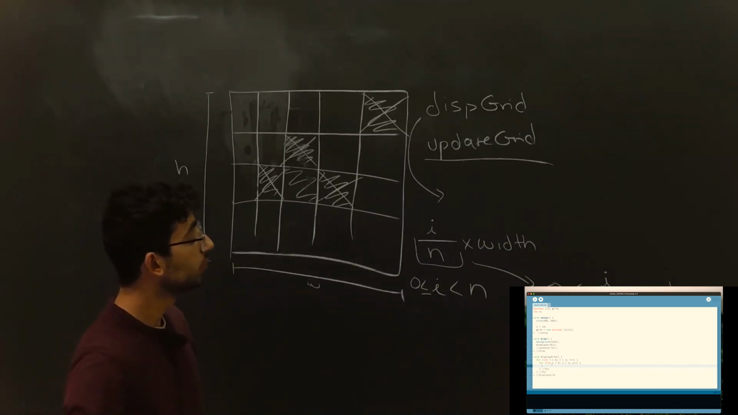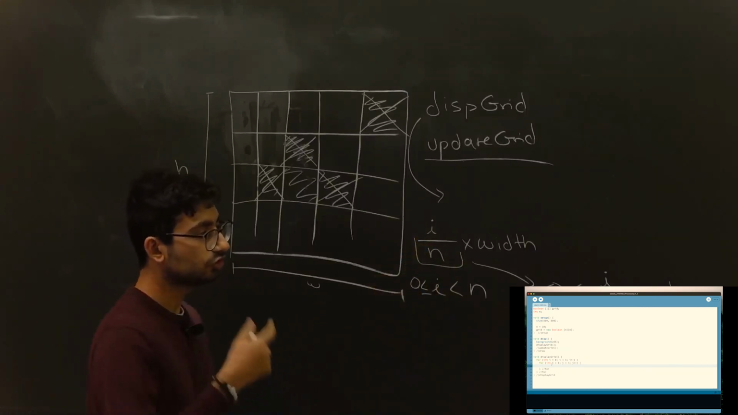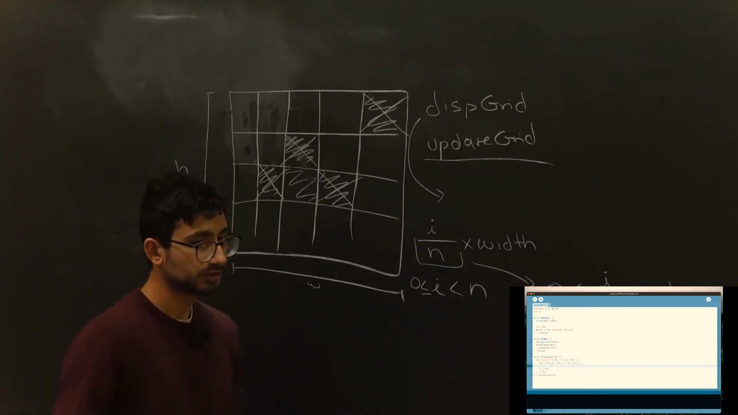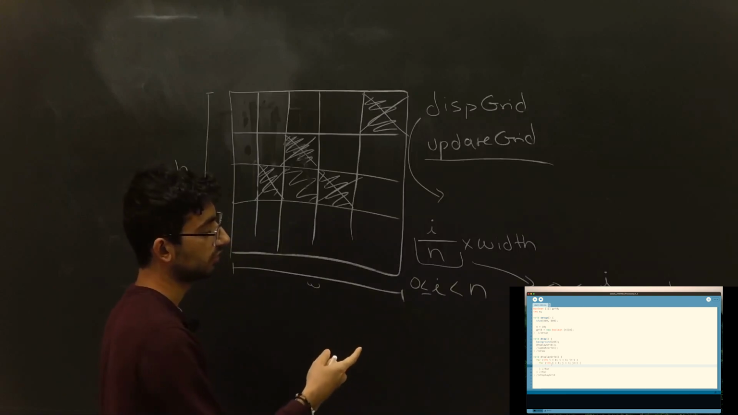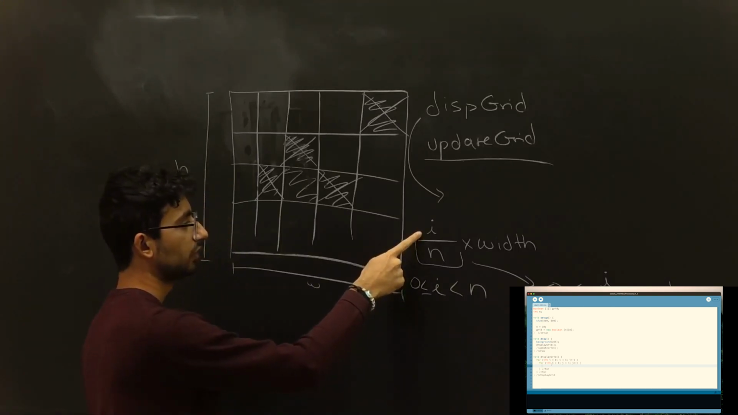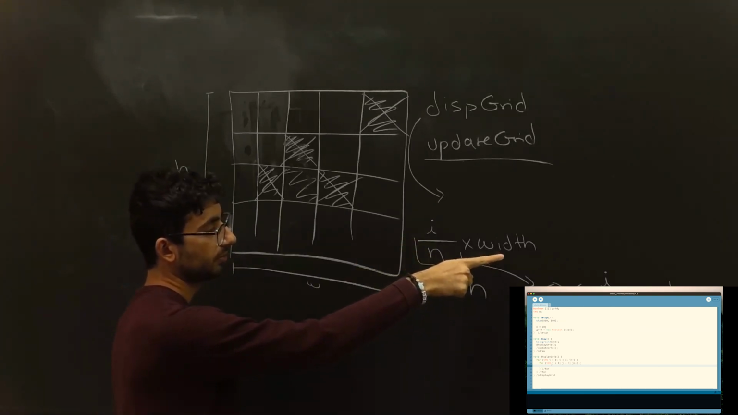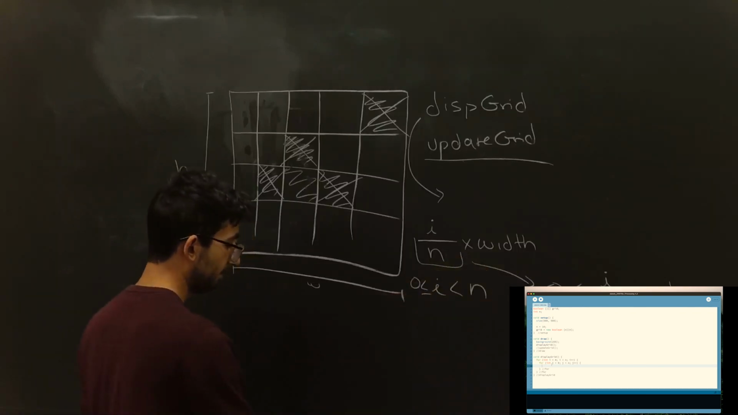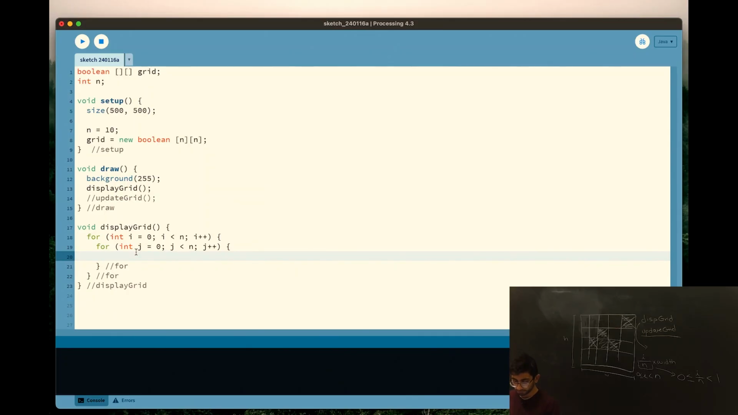Perfect. Okay. And so we want the exact same thing with j. Remember, I and j are pretty much super similar in this instance because we're using a square. The only thing that we need to do is swap out I with j and width by height, but width and height are the same. So let's go back over to our code and we'll say, hey, we want to draw a square. And the square's x-coordinate should be I divided by n times our width. The y-coordinate should be j divided by n times our height.